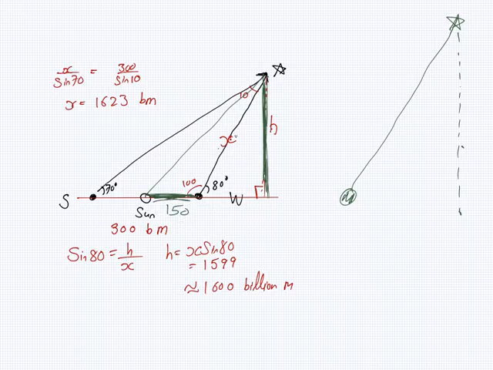Do we know this distance? Yeah, and do we know this? Yeah, so how can I get this one? We use Pythagoras. Use Pythagoras to get it. So let me just write that in. Square root, yes, 1623 squared plus 1600 squared, minus.